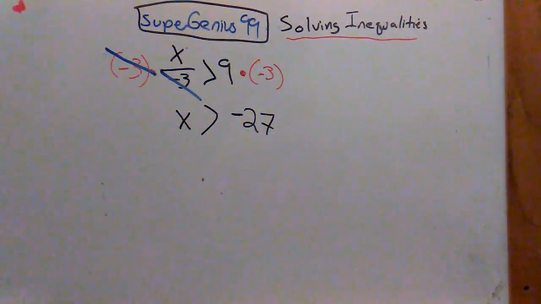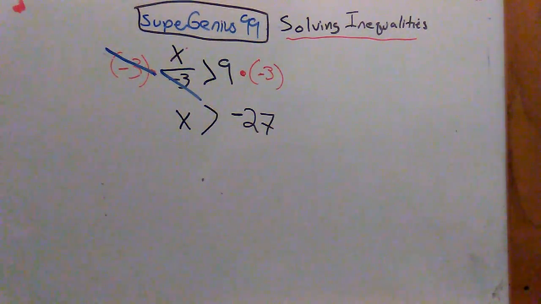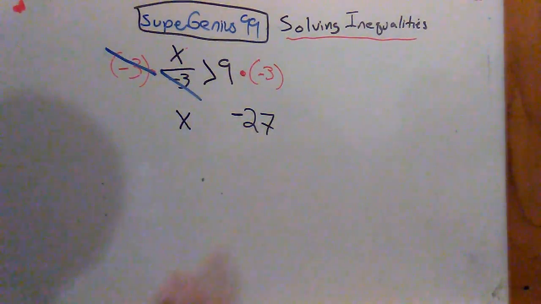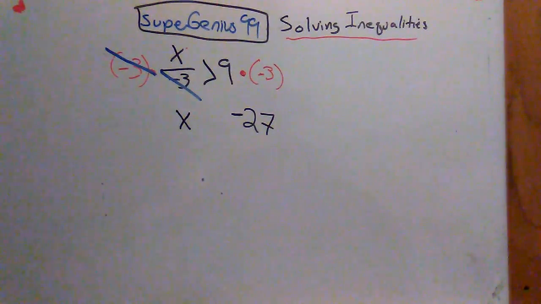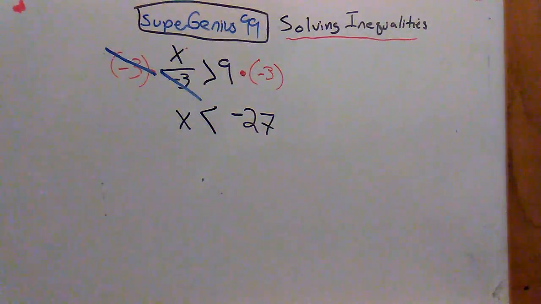Okay, what did I do wrong there? Yeah, that inequality is not facing the right direction. Why is it not the right direction? Because anytime you multiply or divide by negative numbers, what happens to your inequality? It changes direction. So it was going this way, now it needs to go that way. Okay. So x is less than -27, and that's all for that one.